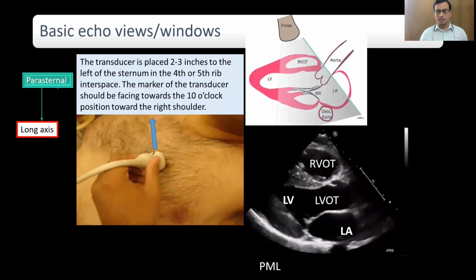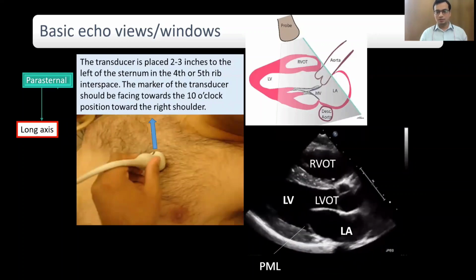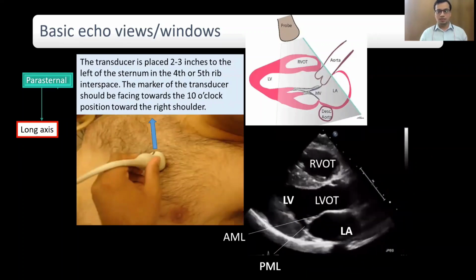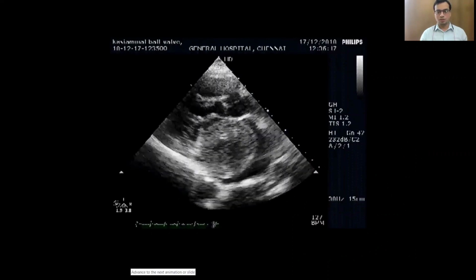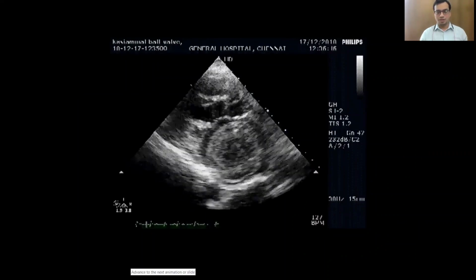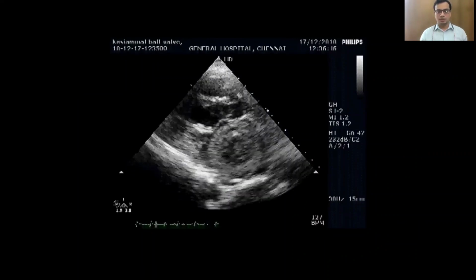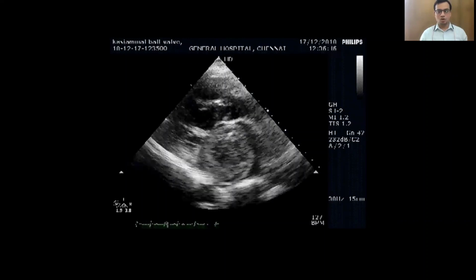We can calculate the left ventricular ejection fraction using the M-mode Teichholz method. So this is a very peculiar pathological parasternal long axis view showing a large left atrial thrombus.